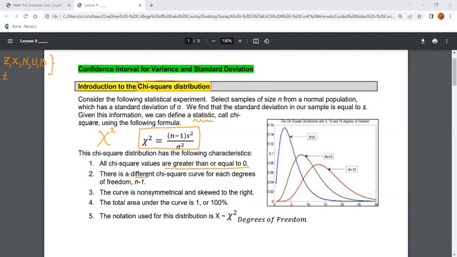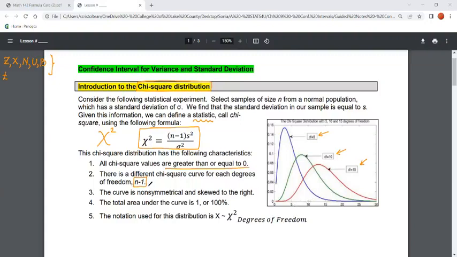I said this before. The chi-square distribution is a family of curves, which is based on the idea of degrees of freedom. Look at the graph to the right. We have a degrees of freedom of 15 right here, corresponding to the red curve. Degrees of freedom 10, corresponding to the green curve. Degrees of freedom 5, corresponding to the blue curve. You see, the less degrees of freedom, the more skewed the distribution is.